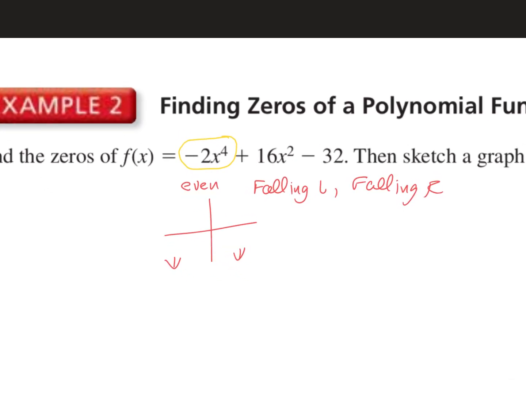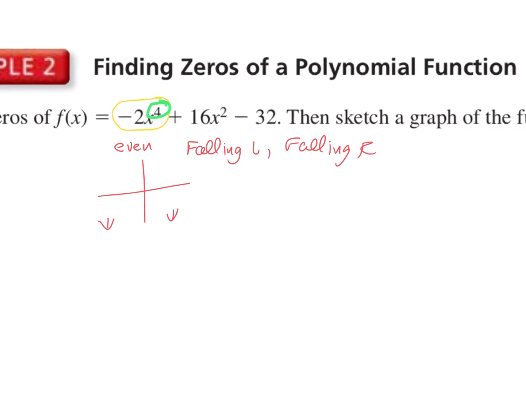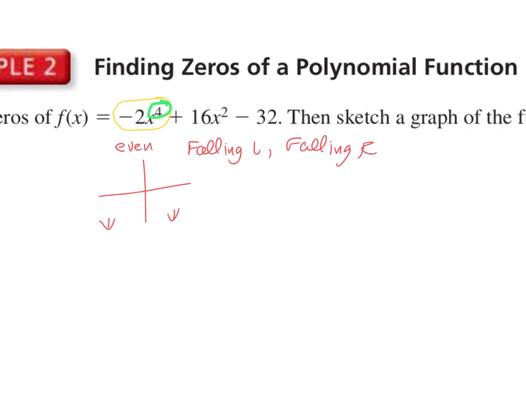How many answers should I have? 4. Why 4? Because the highest exponent is 4. That's telling you, okay, I have 4 answers. I might have multiplicity or something like that, but I do have 4 answers. So let me rewrite the problem. Negative 2x to the 4th plus 16x squared minus 32 equals 0.